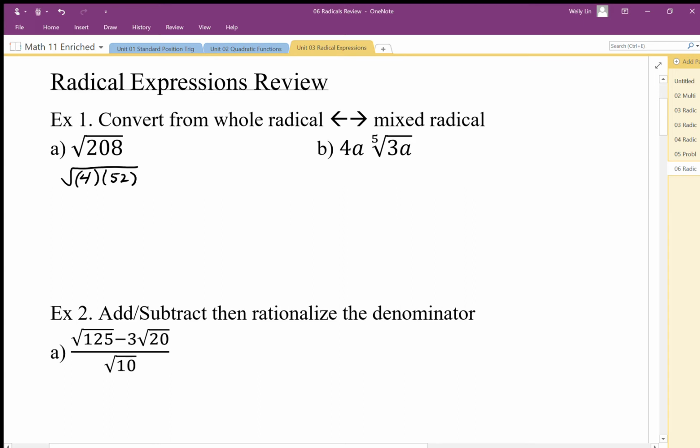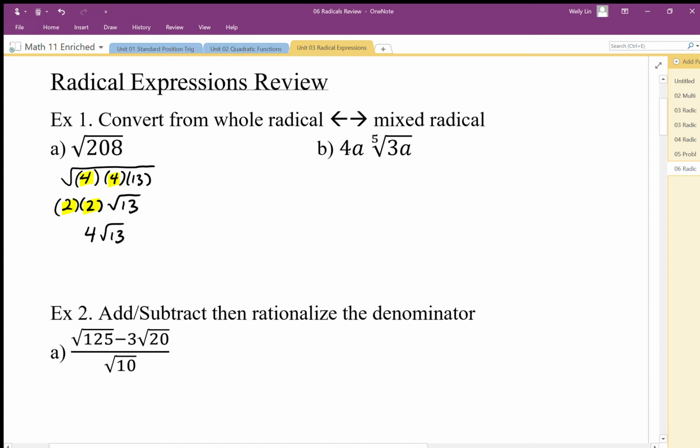Okay, 52 also has a factor of 4, so we need to then factor that into 4 times 13. Now if you recognize that this is divisible by 16, you could have just written it as 16. Here, once we identify our perfect square factors, those need to come outside the radical. So we end up with 2 times 2, and we're left with the root 13 inside the radical. So then this simplifies to 4 root 13.